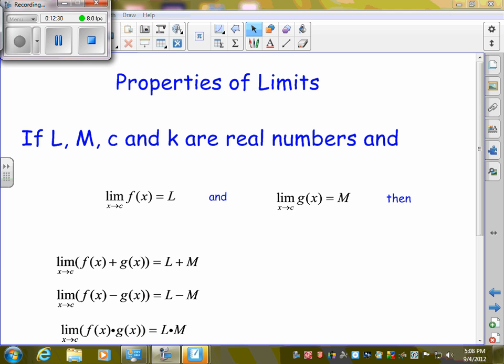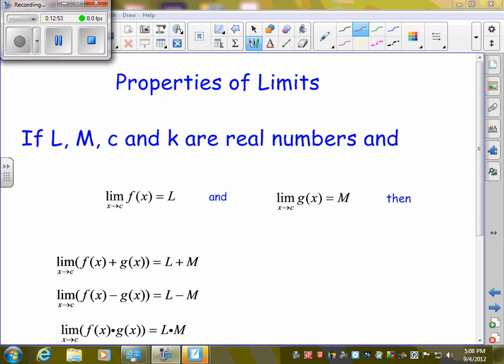Okay, next thing we're going to look at is some properties of limits. Now, just hold on. I promise this will all come together. At first, it looks like a lot of mumbo-jumbo, but it comes together and it just makes sense. It's one of those things where you go, well, that just makes sense once you get through it. All right, so we're going to say let L, M, C, and K all be real numbers.